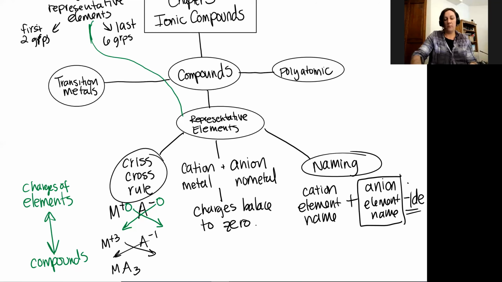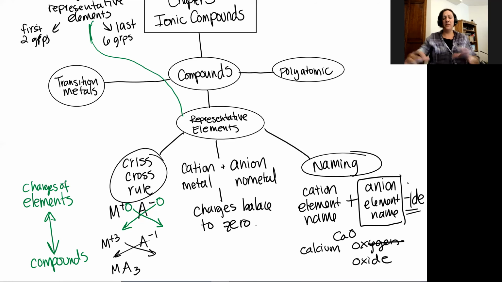So if we had, actually let's do calcium and oxygen, I would just name the calcium its element name, which is calcium, space, and then oxygen will become oxide. And that -ide ending tells us that it's an anion, it has a negative charge.